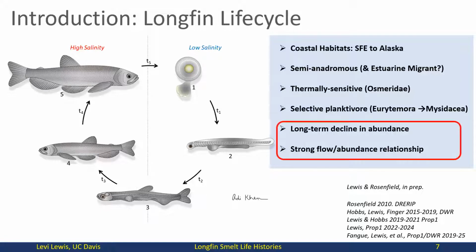And without going into too much detail, two really interesting facets in the San Francisco estuary population have been perplexing researchers, conservationists, and managers for quite some time. And that's the long-term decline in abundance, which, as Florian mentioned, could be due to many different competing stressors. And this really strong outflow abundance relationship that we've seen even as the fish continues to decline.